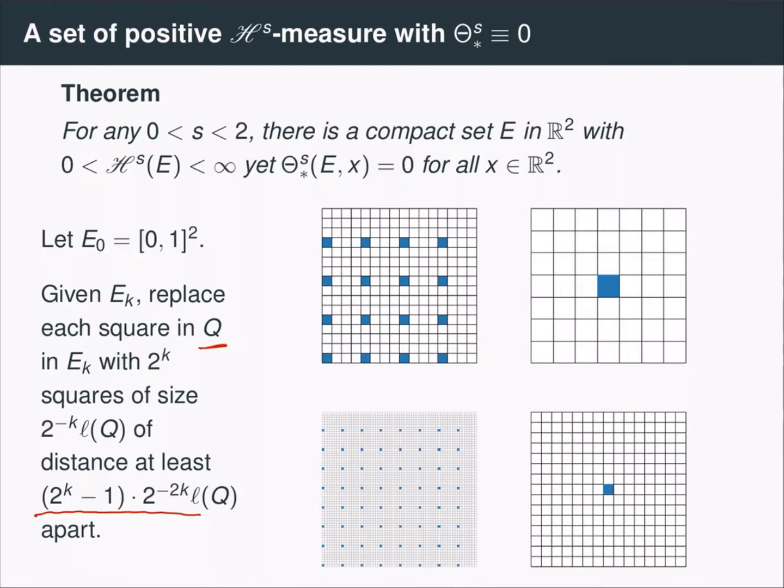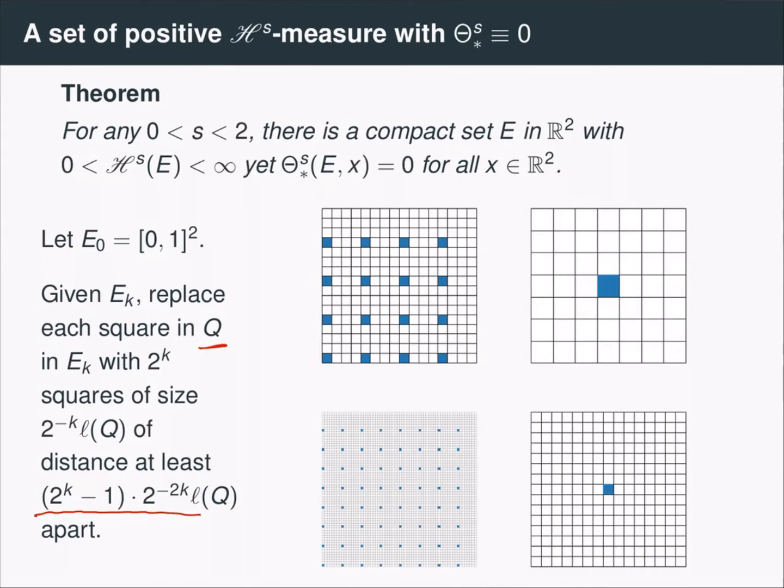Our desired set is going to be the intersection of all these sets E_k. Now, notice that we can define a Frostman measure so that the measure of each square in the construction is equal to the side length of that square. By the construction, we can see that the measure of any square is going to equal the sum of the measures of the next generation of squares contained in that one. So it's not hard to show that this definition results in a measure whose support is equal to our set E, and it turns out that it's going to be a Frostman measure of dimension 1. All in all, this construction will give us a set of positive and finite measure.